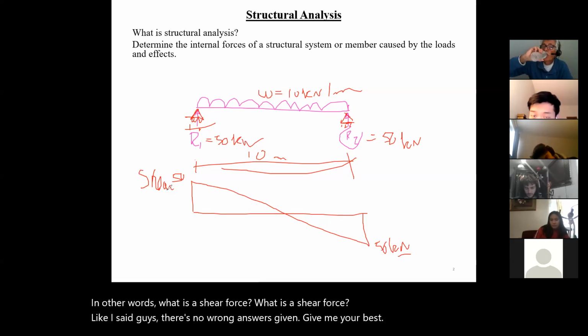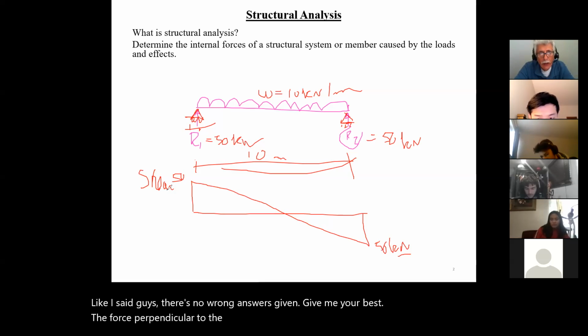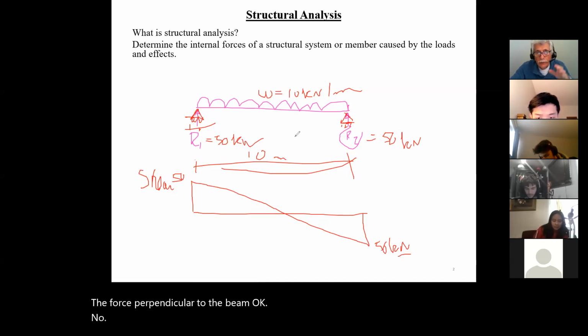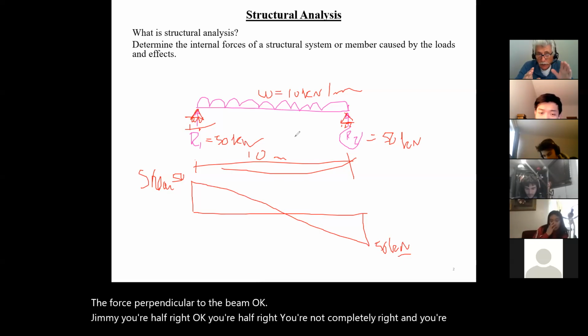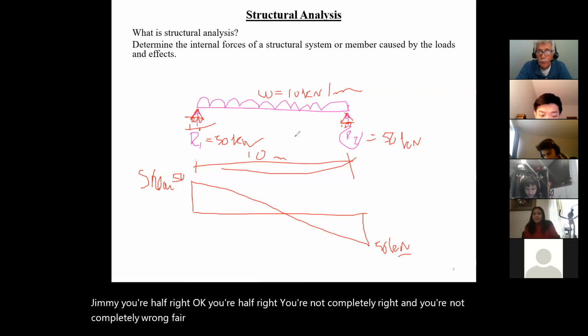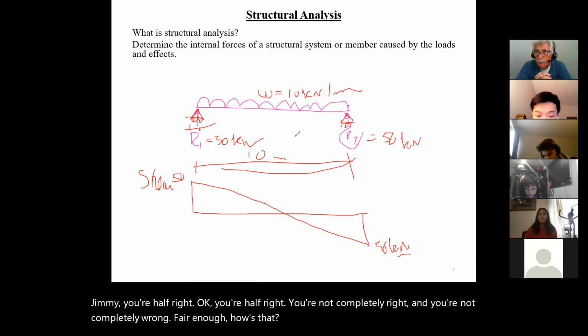The force perpendicular to the beam. The force perpendicular to the beam. Okay. Now, Jimmy, you're half right. You're not completely right, and you're not completely wrong. Fair enough? How's that? What is the wrong part?